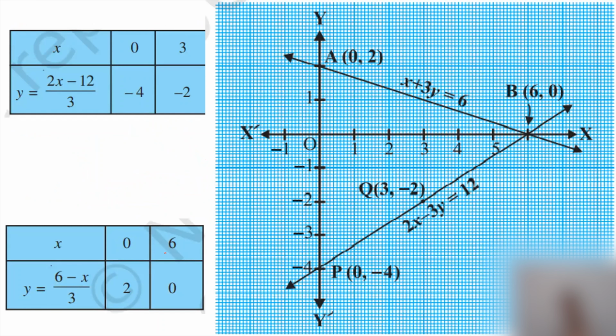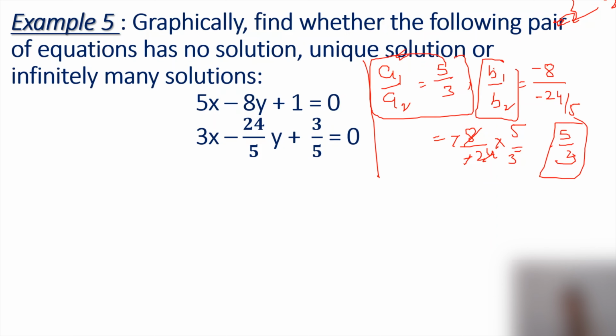So we'll be comparing the coefficients. A1 upon A2 is equal to 5 upon 3. Now B1 upon B2 is equal to minus 8 upon minus 24 upon 5. Now this is equal to minus 8 upon minus 25 into 5, and it will give us 5 by 3. Oh, we have got here A1 upon A2 is equal to B1 upon B2. Let's see, does it hold for C1 also.